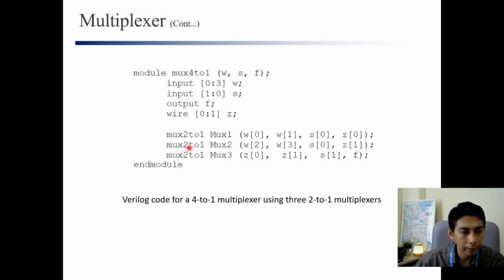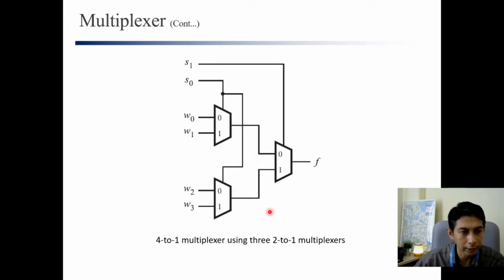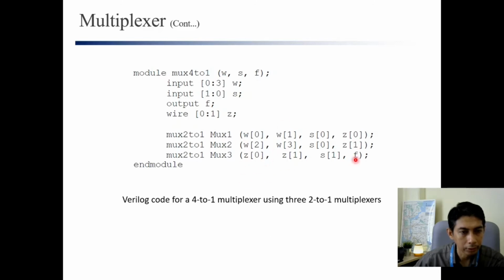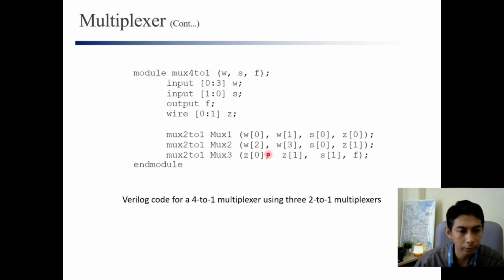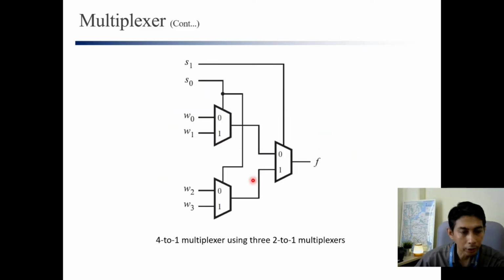And this is how we code using structural modeling for this circuit. So straightforward actually, so no need to explain. You need to go back and check what the connections are.